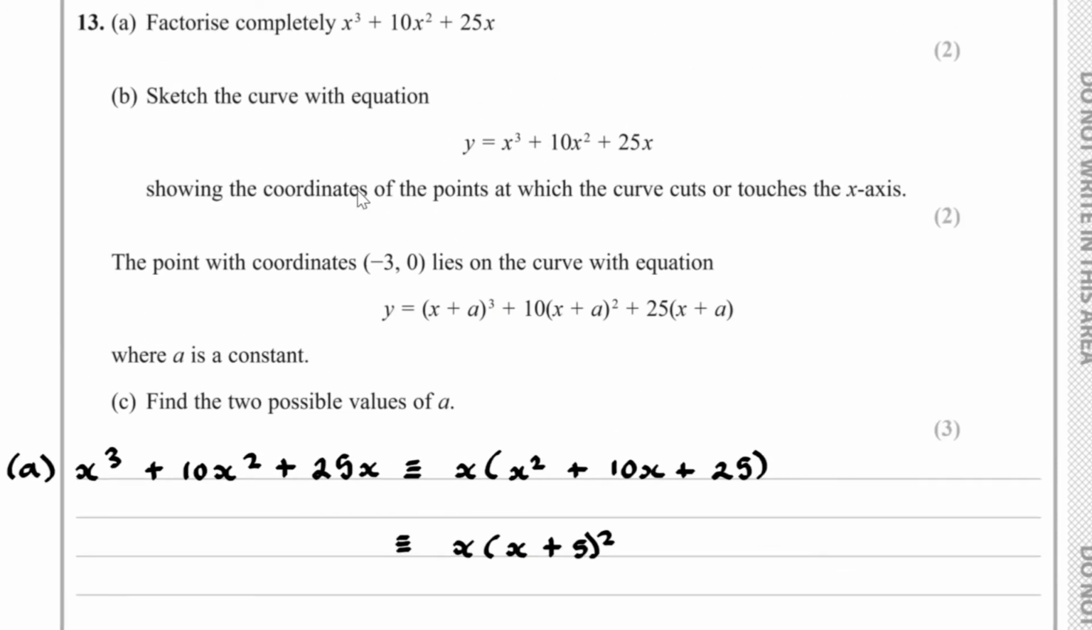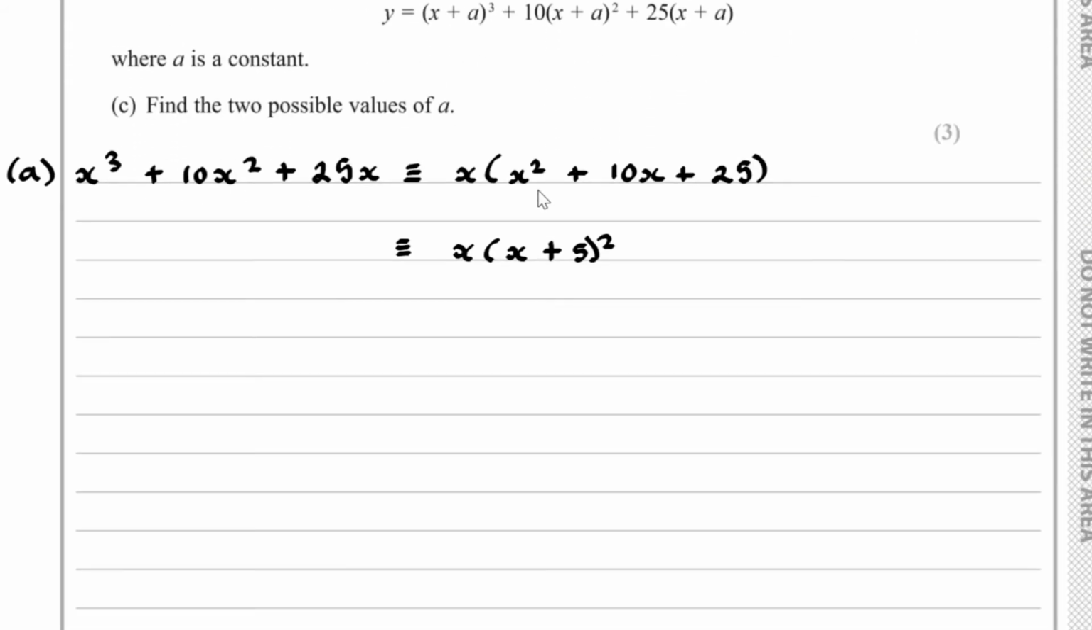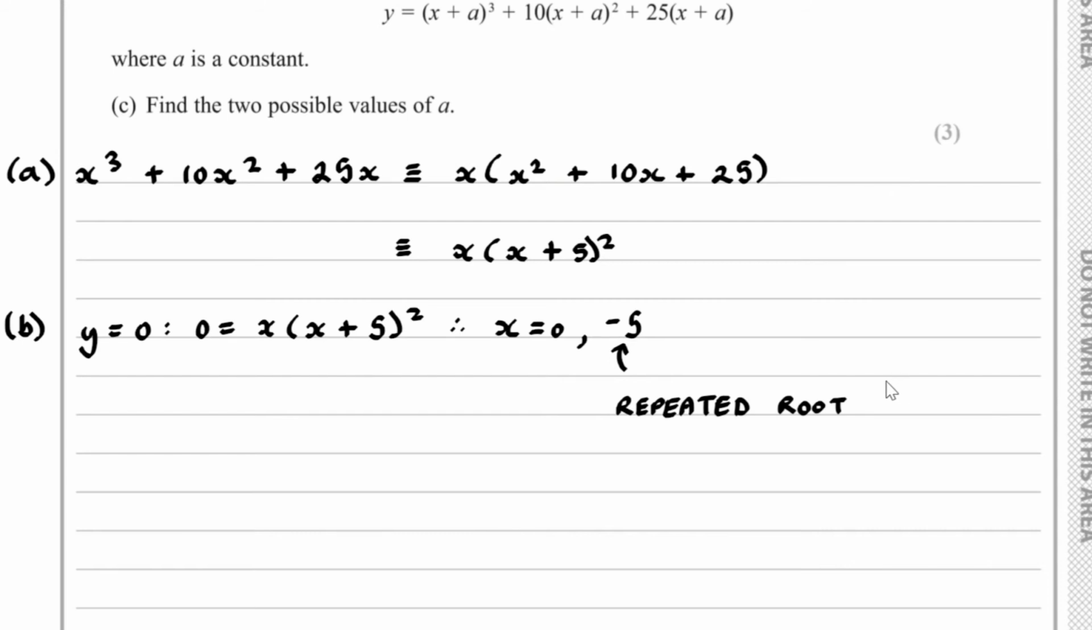Now for part B, we have to sketch the curve y equals x cubed plus 10x squared plus 25x, showing the coordinates of the points at which the curve cuts or touches the x-axis. Well, where it would touch the x-axis, we can find that out by setting y equal to 0. So we've got 0 equals x lots of x plus 5 all squared, from which we can see x is either equal to 0 or minus 5. And this minus 5 would correspond to a repeated root. So let's sketch the graph.